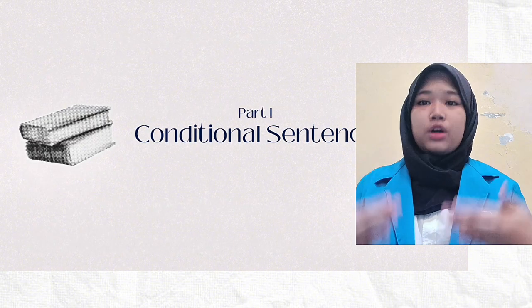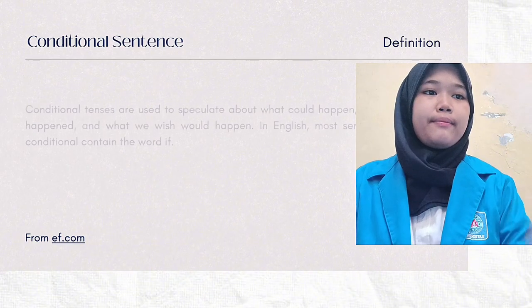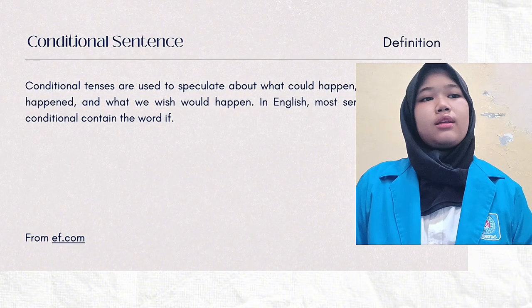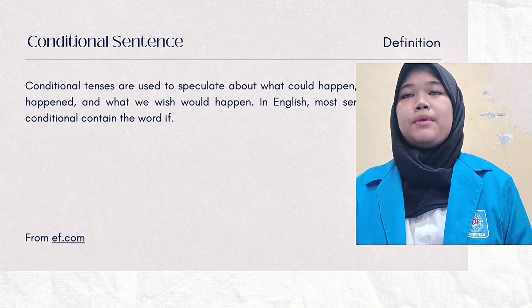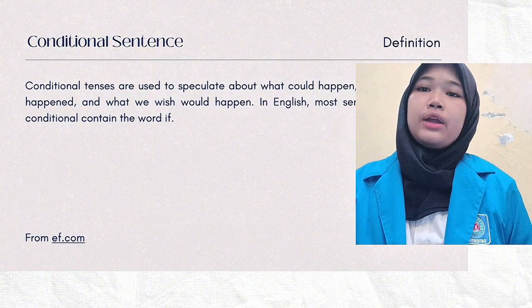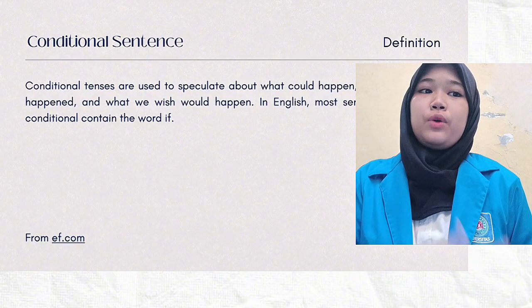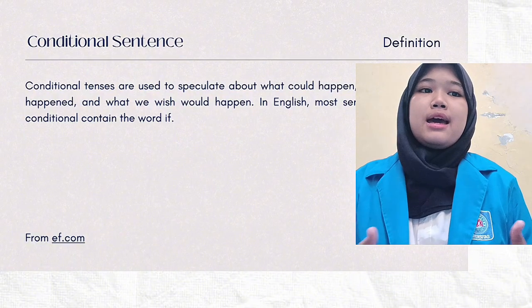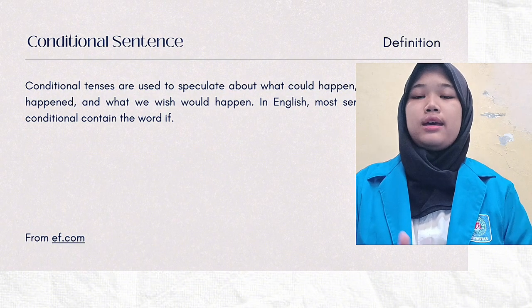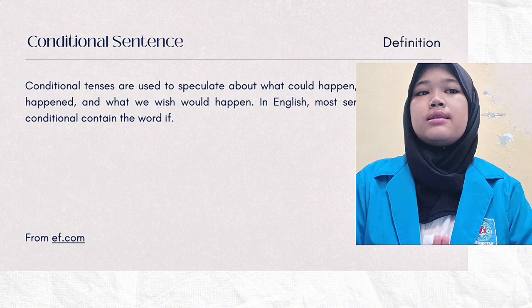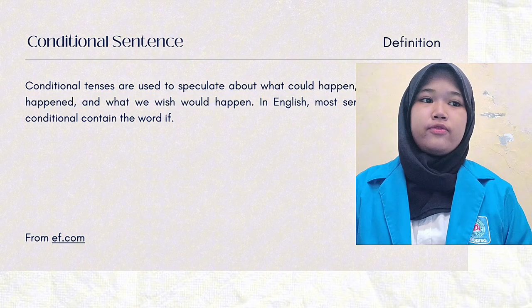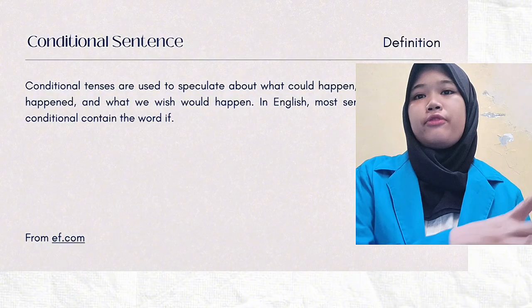Now we move to conditional sentences. What is a conditional sentence? Conditional sentences are used to speculate about what could happen, what might have happened, and what we wish would happen. In English, most sentences using the conditional contain the word if. So a conditional sentence is usually using the word if in the first phrase.